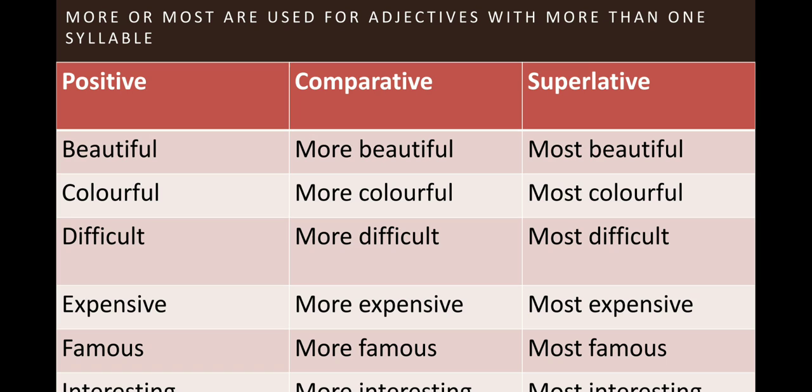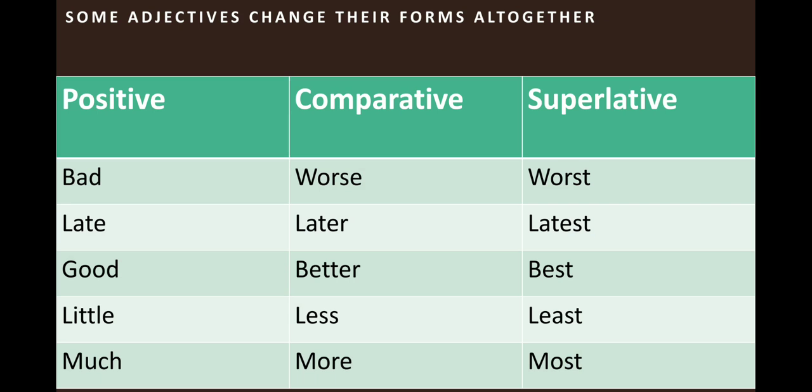So we have beautiful, more beautiful, most beautiful. We have colorful, more colorful, most colorful. Difficult, more difficult, most difficult. Expensive, more expensive, most expensive. We have famous, more famous, most famous. We have interesting, more interesting, and most interesting. Remember that when we have a word that has more than one syllable, we usually add more for the comparative form and most for the superlative.